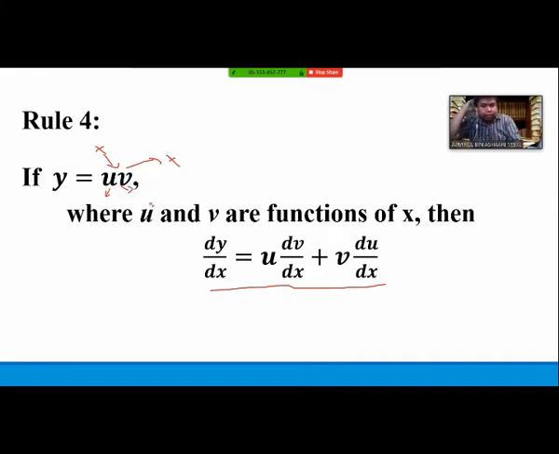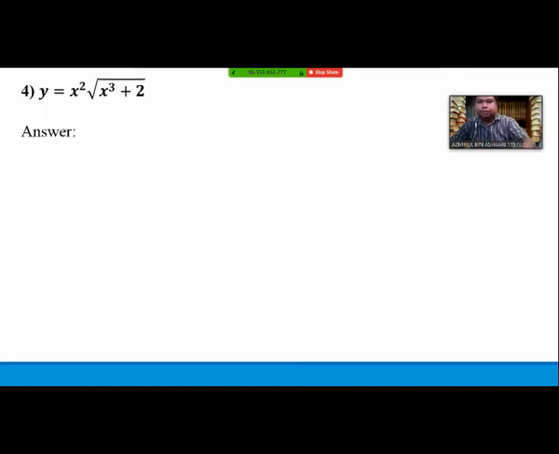To identify this one, this u has an x, meanwhile v also has an x inside of that. Ada x dalam u and v. Contohnya, like this one. When you want to differentiate, you need to differentiate for this one. You also need to differentiate for all this one.